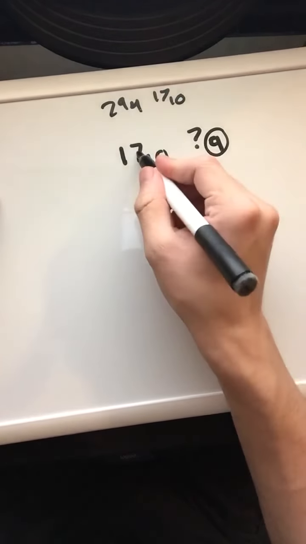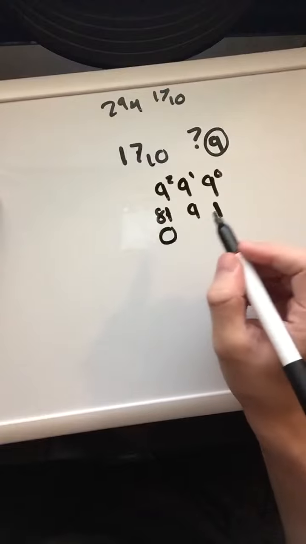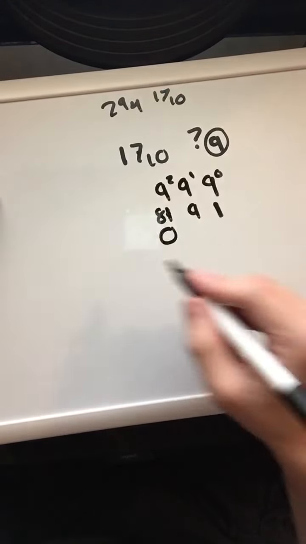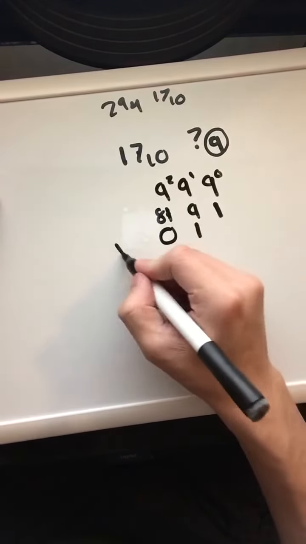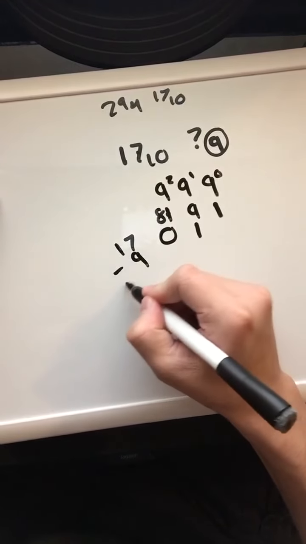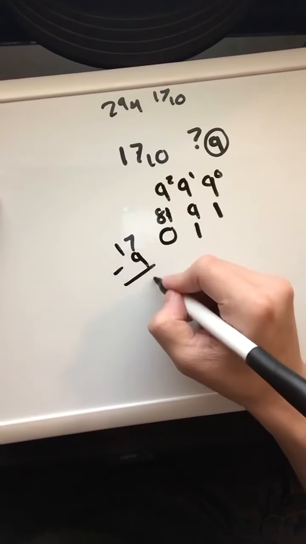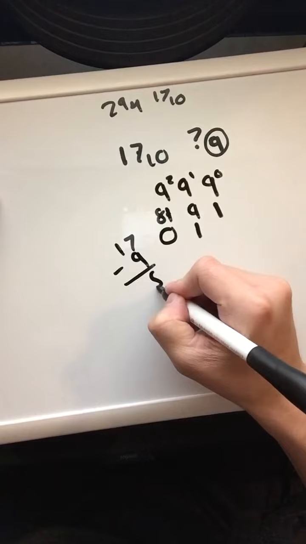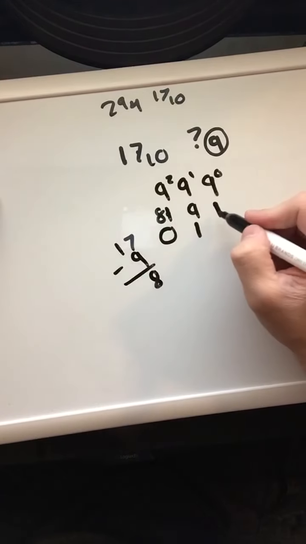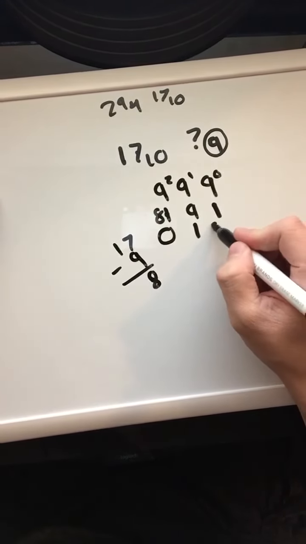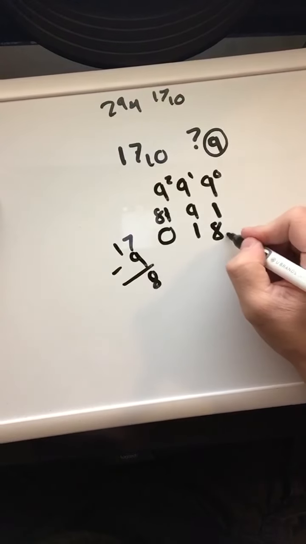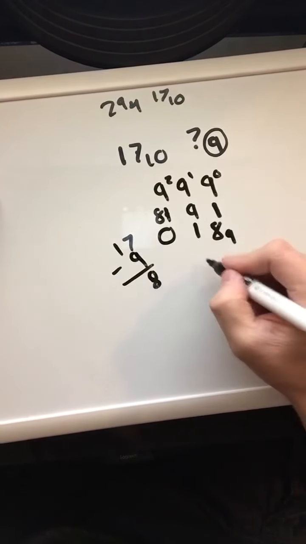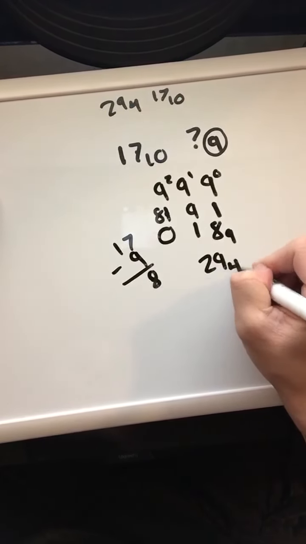How many times does 81 go into 17? 0. How many times does 9 go into 17? It goes 1 time, and let's take that group of 9 out of 17. That'll give us 8 left. So how many times does 1 go into 8? 8. So 18 in base 9 is 29 in base 4.